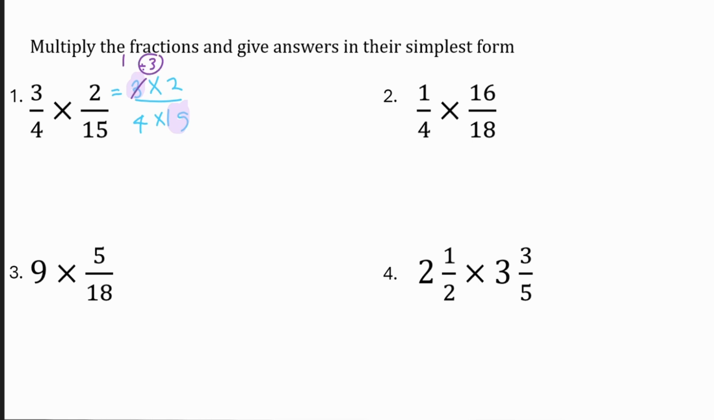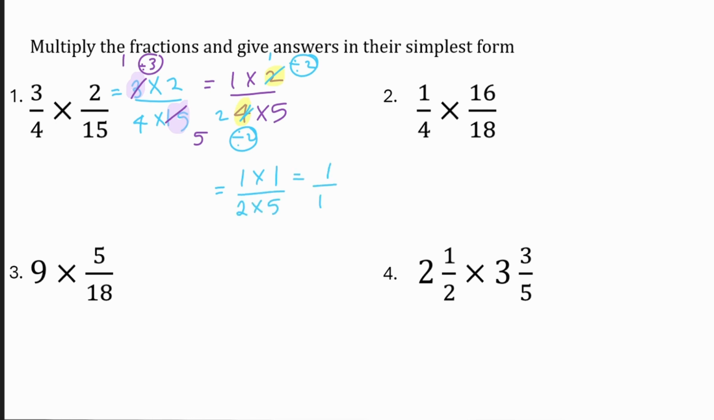3 divided by 3 is 1. 15 divided by 3 will give me 5. So I can rewrite this now as 1 times 2 over 4 times 5. But as you can see, we have still got some numbers that have common factors. We've got 2 and we've got 4, and the highest common factor of 2 and 4 is 2. So I can still divide these by 2. So 2 divided by 2 gives me 1, and 4 divided by 2 gives me 2. So I'm now going to rewrite this again as 1 times 1 over 2 times 5, which will give me 1 over 10. And that is my final answer in its simplest form.